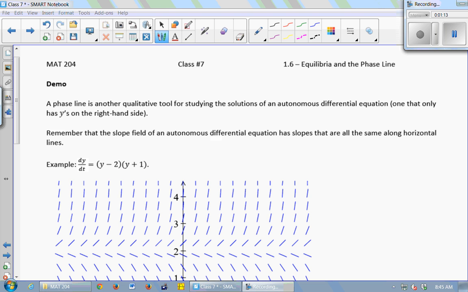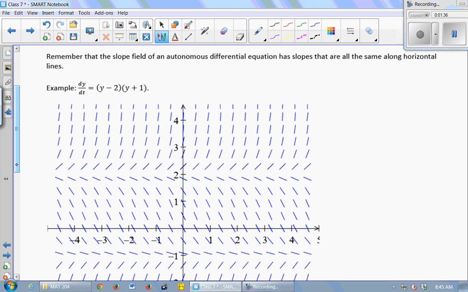Okay, so a phase line is another qualitative tool that we can use to study the solutions of an autonomous differential equation. It can only have y's on the right-hand side, otherwise this is a useless tool. But in good news, lots of differential equations are autonomous. So it's okay to develop tools for just that one kind of equation.